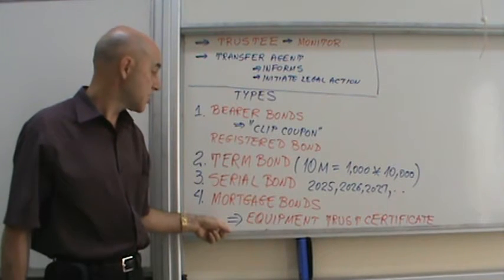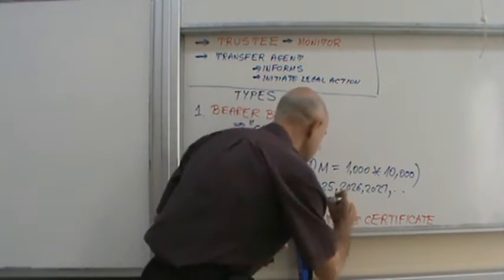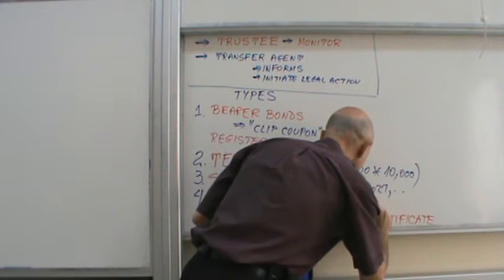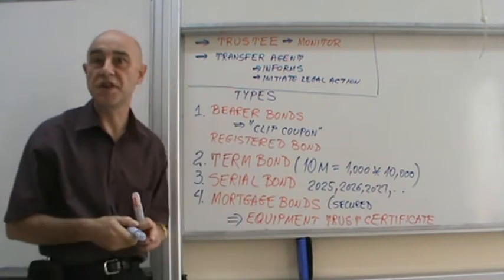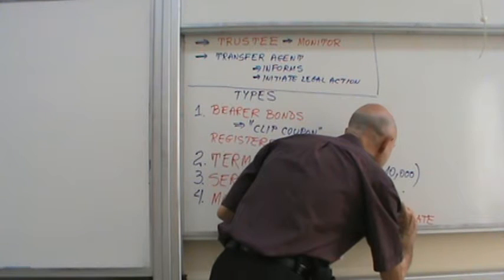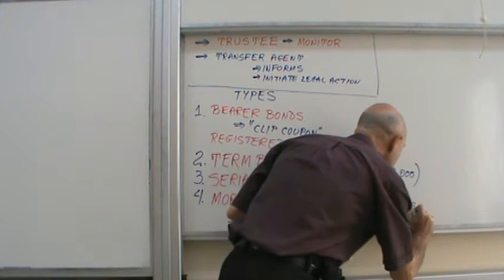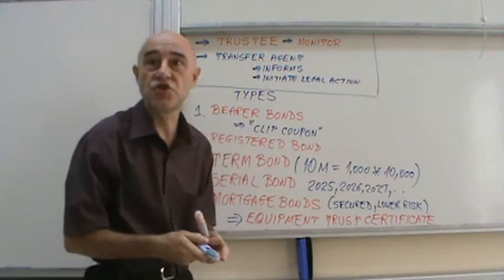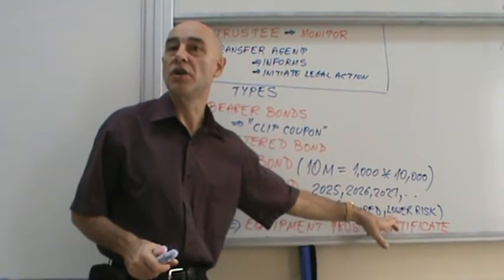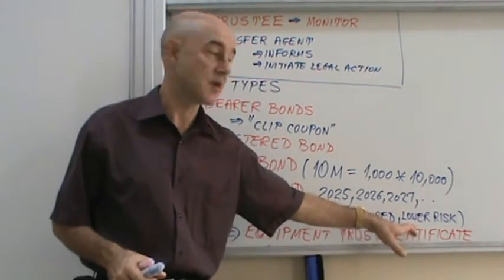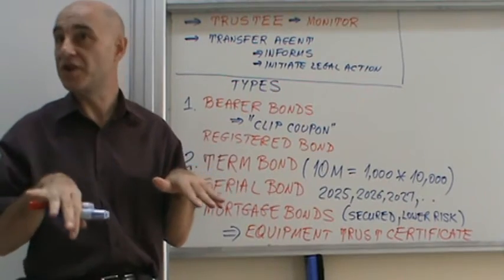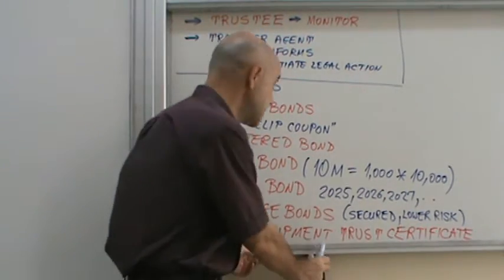Mortgage bonds are considered to be secured by real estate, machines, and equipment. And if they're considered to be secured, they're considered to be lower risk. In general, secured bonds are considered to be lower risk than unsecured bonds. And lower risk will usually imply lower return, as in lower interest rates.